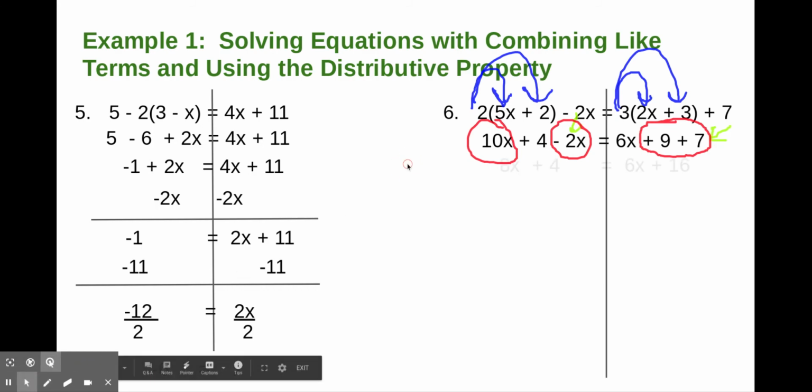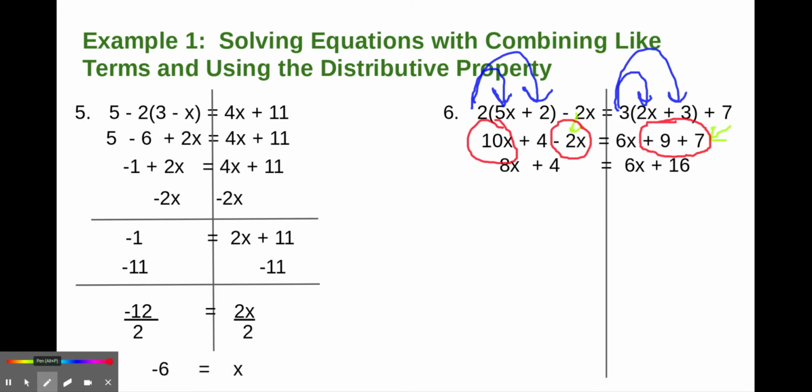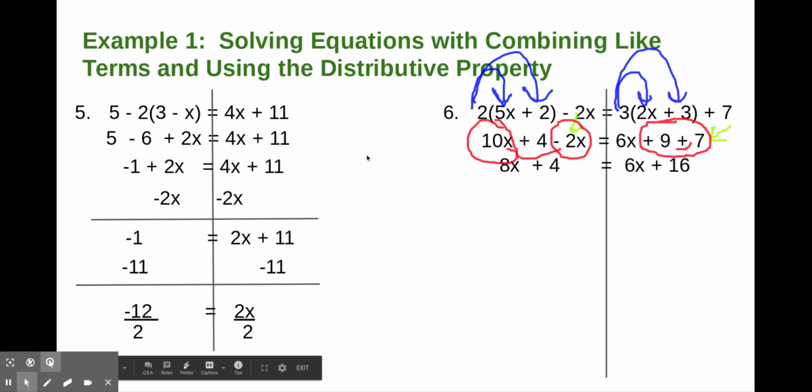So when you do that, you end up getting 8x plus 4 on the left side. And how did I get 8x? Because I took 10 minus 2, which is 8, and I brought down the 4. And then on the right side, I have 6x plus 16. And how did I get 16 there? Is because I added 9 and 7. Okay? Now, at this point, this is the baby bear, mama bear stuff.